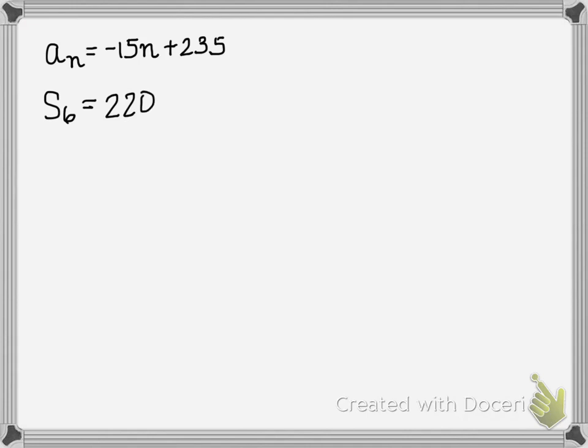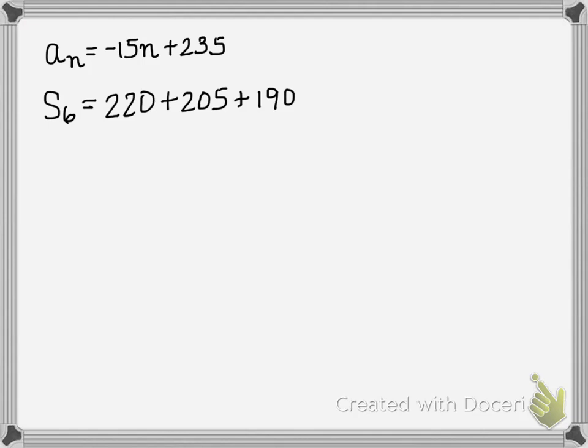220. And then the next term is 15 less, right? So it's plus 205. And the next term is 15 less than that, which is 190. Okay, that doesn't make sense. Let me look at something here.